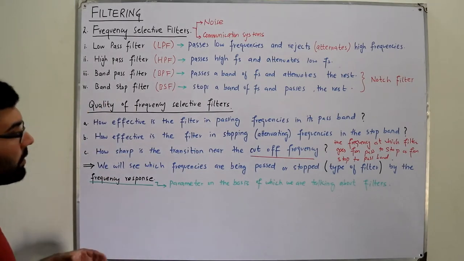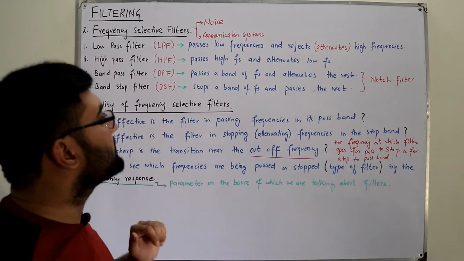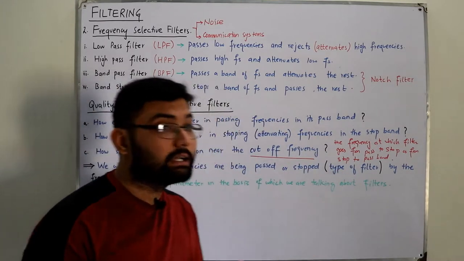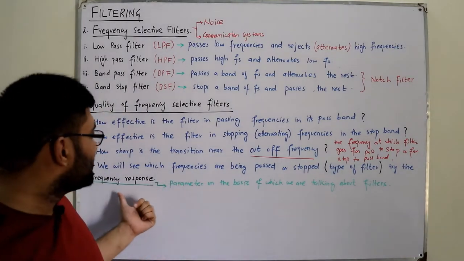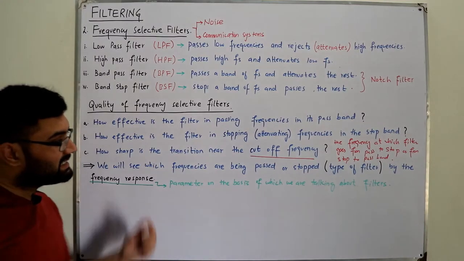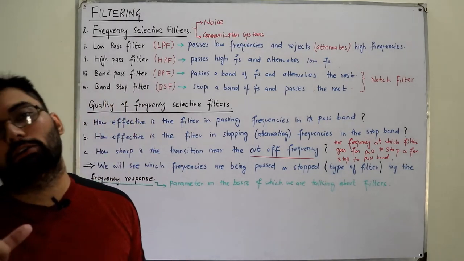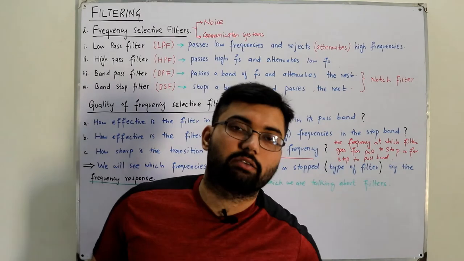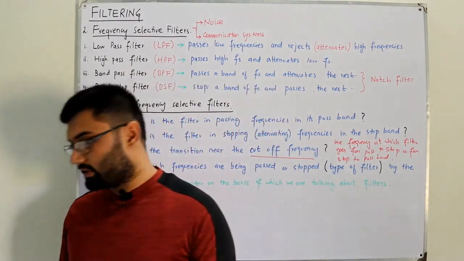Now, on what base do we define these filters, that these are passing these frequencies and they're rejecting and this and that? We define them on the basis of the frequency response. We define the type of the filter by the frequency response of the filter. And frequency response, you know very well. So the book has only drawn the graphs. I will only draw the graph, and that would be it for it.